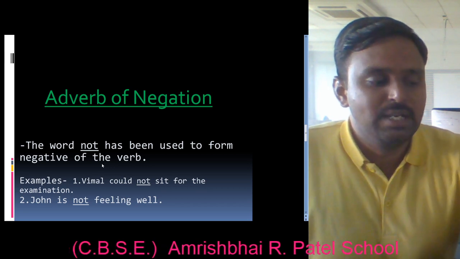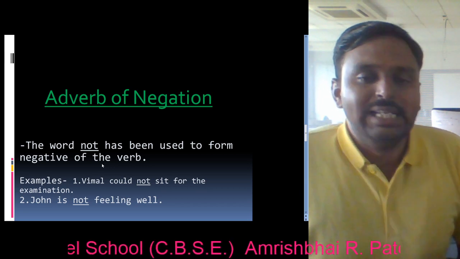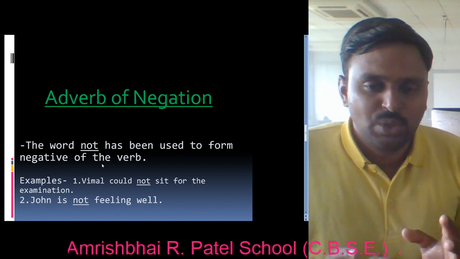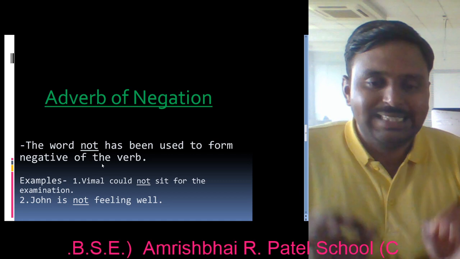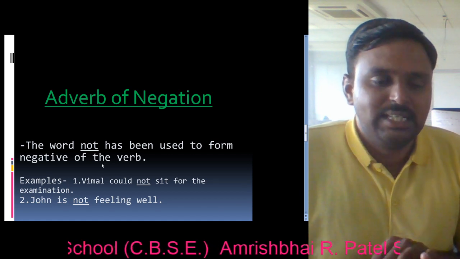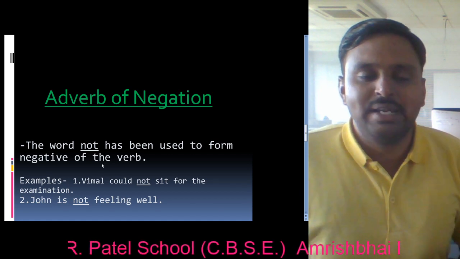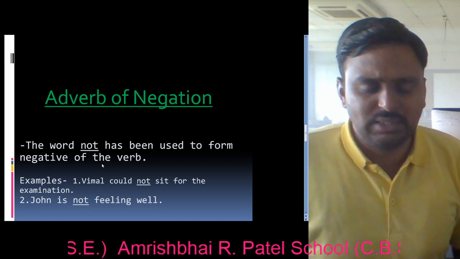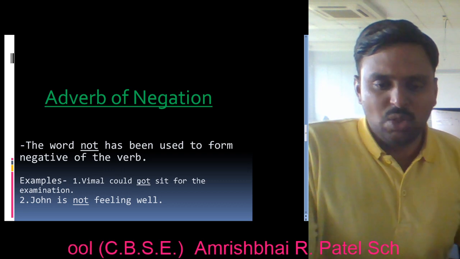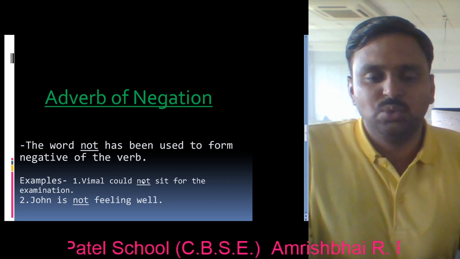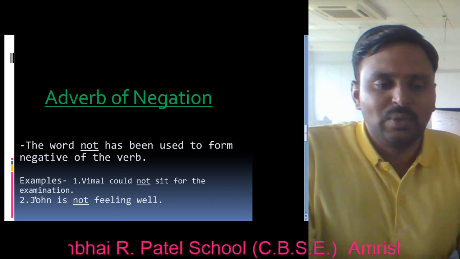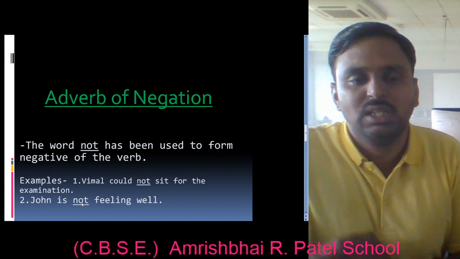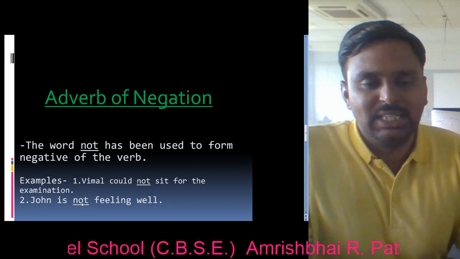It is adverb of negation. Now, adverb of negation talks about the word not. When you find the word not used in the sentence, it is definitely an example of adverb of negation. Look at the example. Vimal could not sit for the examination. Now the word not is used here. Not tells you adverb of negation. Look at the example. John is not feeling well. So not is the word used here, an example of adverb of negation.